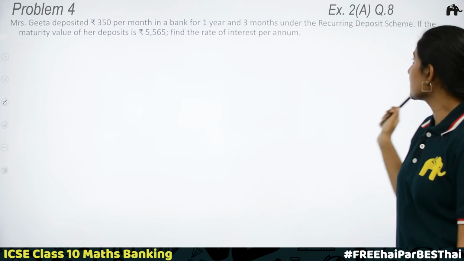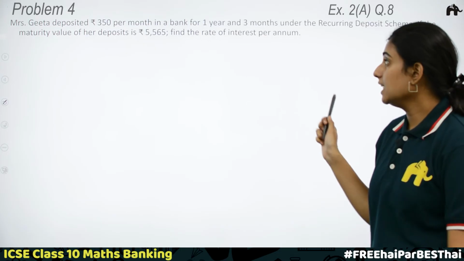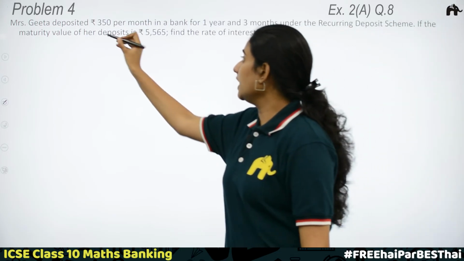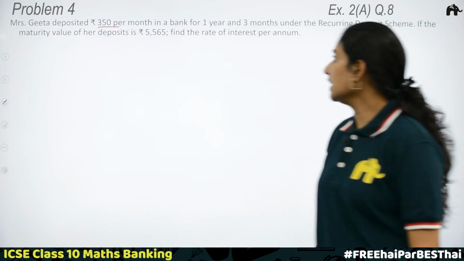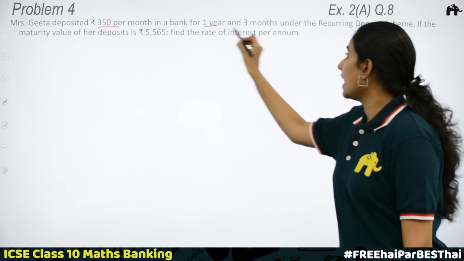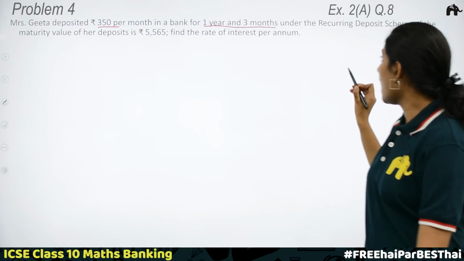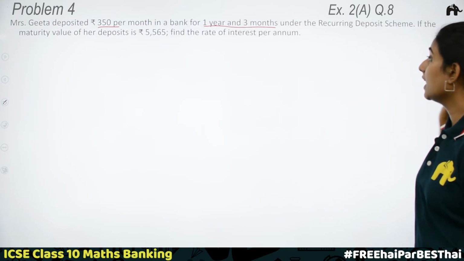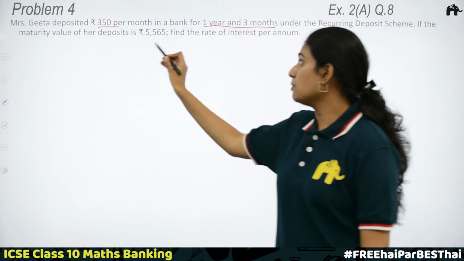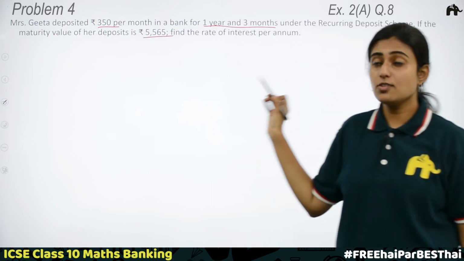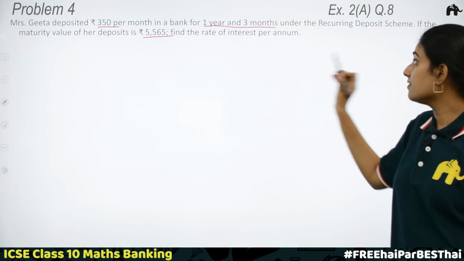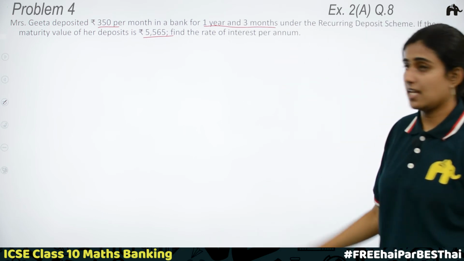Question number 8 of exercise 2A. Miss Geeta deposited rupees 350 per month in a bank for 1 year and 3 months under the recurring deposit scheme. If the maturity value of her deposits is rupees 5,565, find the rate of interest per annum.